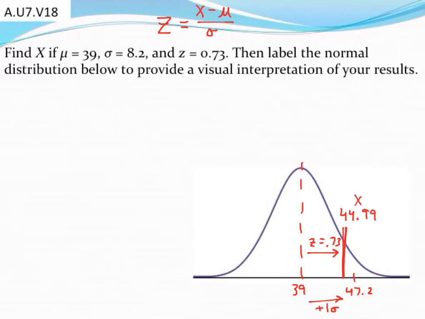In our last video, we looked at how to calculate a z-score and then how to provide a visual interpretation of what that meant. So in this one, we're just going to be, again, using that z-score formula, but we'll be finding other missing variables.